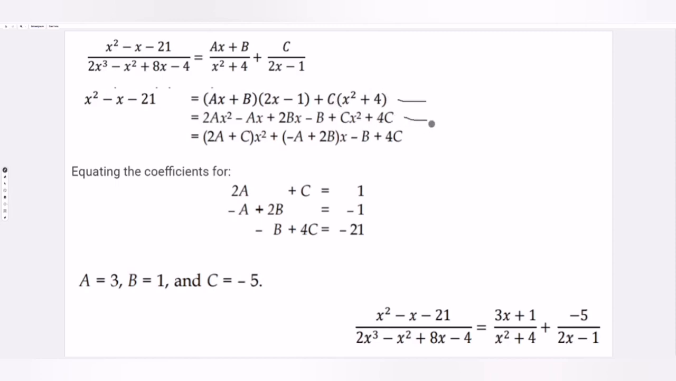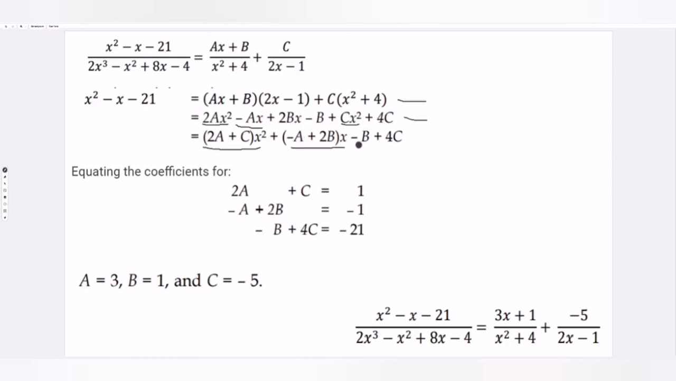So this is our next step. The last step would be to group all the variables with the same terms. In terms of x squared, we have 2a plus c. So we group 2a plus c. Next, in terms of x, group the x: negative a and then positive 2b. So this is the grouping in terms of x.